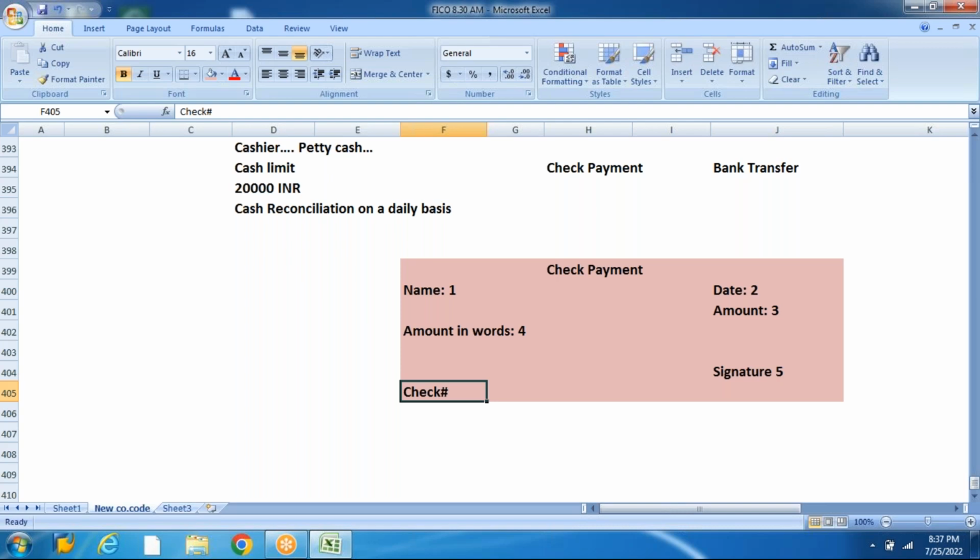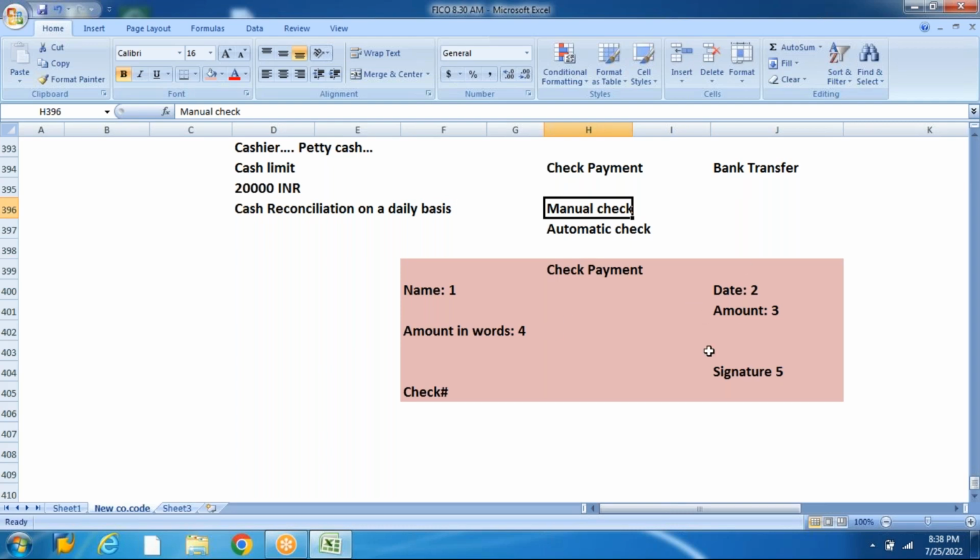Now these checks are again of two types. One is your manual check and the other one is the automatic check. Now what are we doing on the check? We are writing some basic information on the check. There are 5 inputs that you are giving in short: name, date, amount, amount in words, and signature. If you're writing all these 5 inputs manually, that is your manual check.